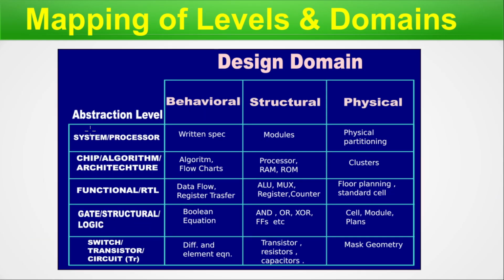So there is a table, system or processor level. In behavioral domain, what we do is written specs. In structural domain, modules and their interconnection is defined. And physical level, partitioning. Next, chip or algorithm or architectural level. In behavioral mode, we decide how the sub-modules will work, like algorithms, flowcharts, these are defined. And then processor, RAM, ROM there. So from modules, we go to more detailing, and the level of abstraction is reduced, and we now define that RAM and ROM and other processor and other units which will be used to realize that behavior. And physical domain, we talk about clusters.